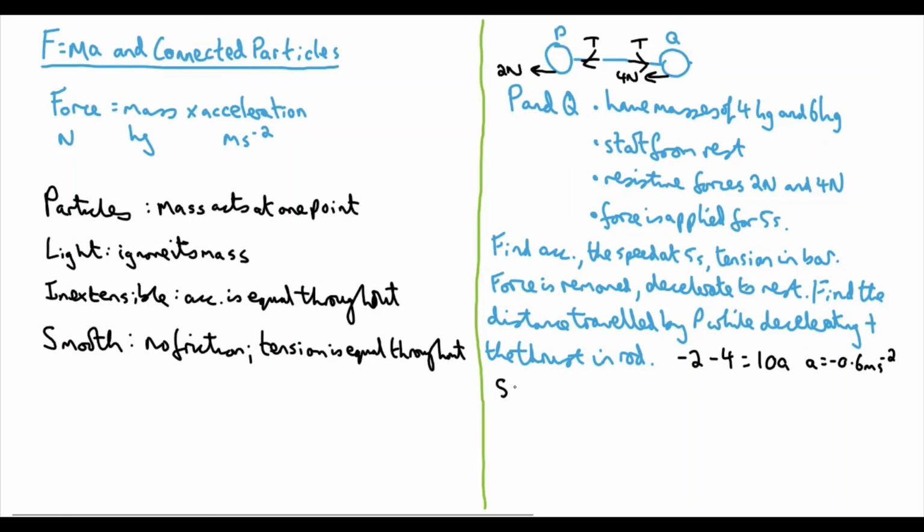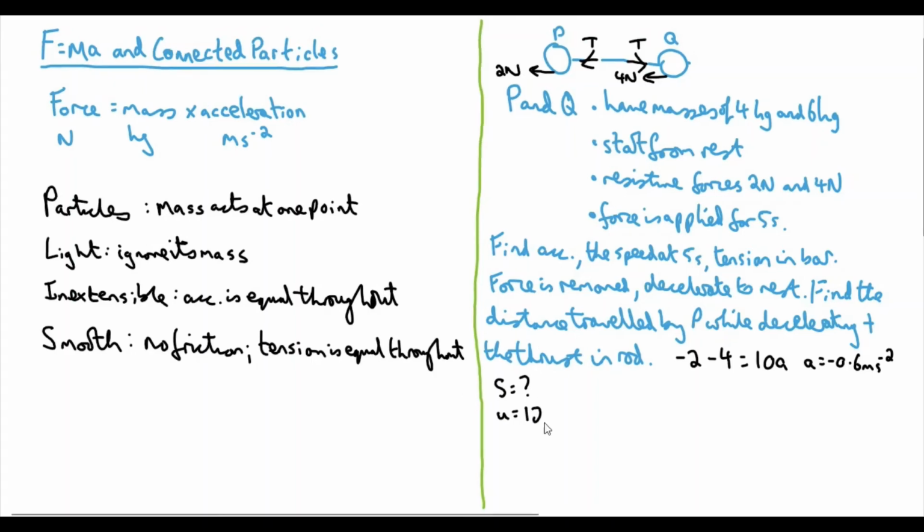So we're after the distance travelled. The u here is going to be the speed after 5 seconds, which was our 12 from before. The v, because we know it's decelerating to rest, is going to end at 0. The a is the minus 0.6, and we don't know how long it takes to get to rest, so we don't have a t. This is fine though, we have 4 variables.